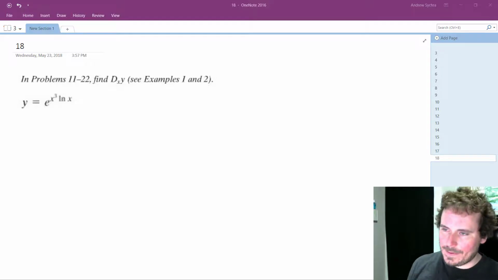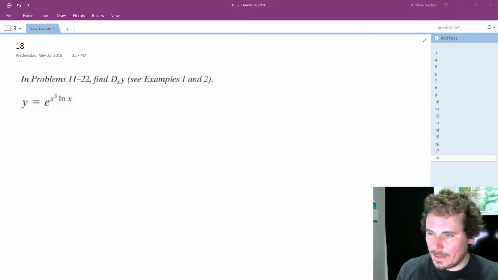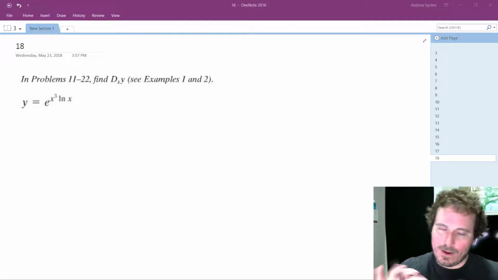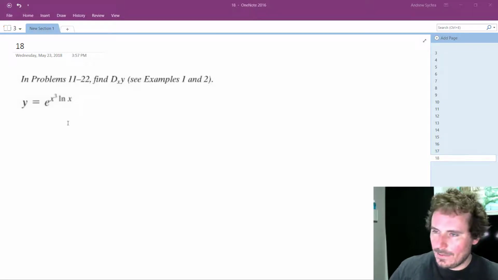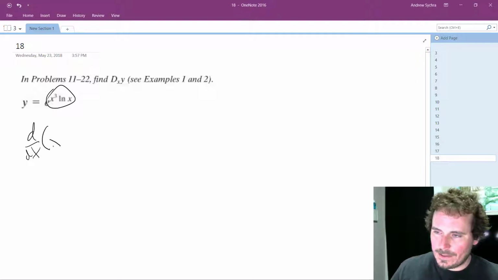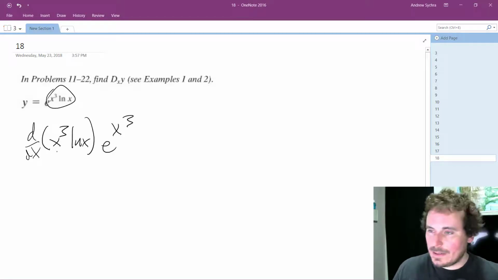All right, so we want to find the derivative of e raised to the x cubed times natural log of x, so all that in the exponent there. So what I'm going to do here is this gets pulled down with the derivative, so d/dx of x cubed natural log of x. We have e raised to the x cubed. So what we're going to use is the product rule.